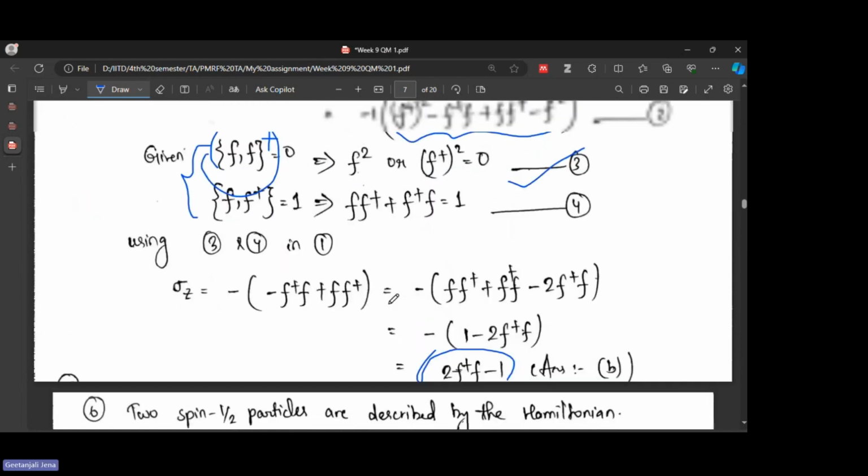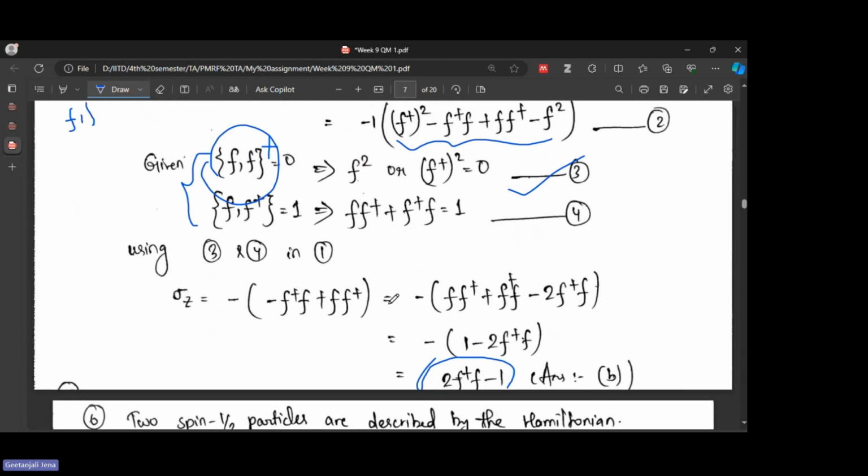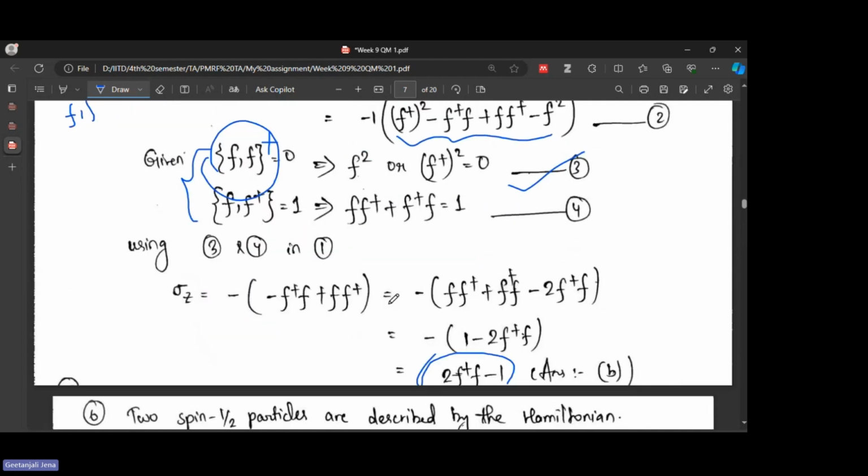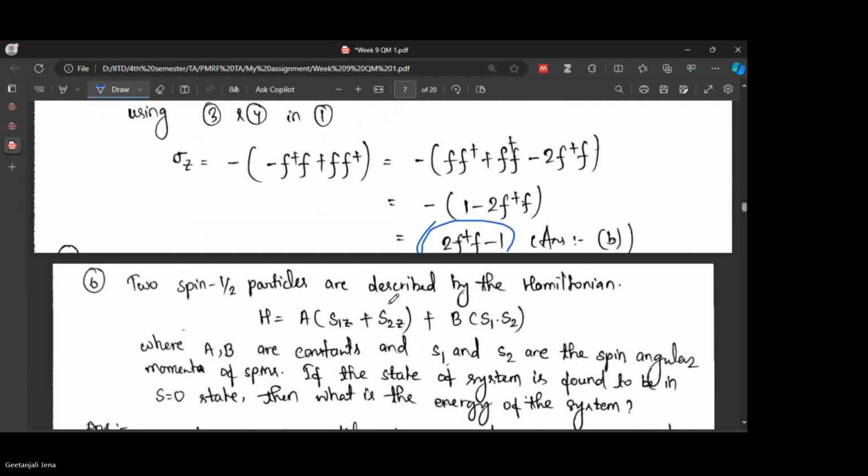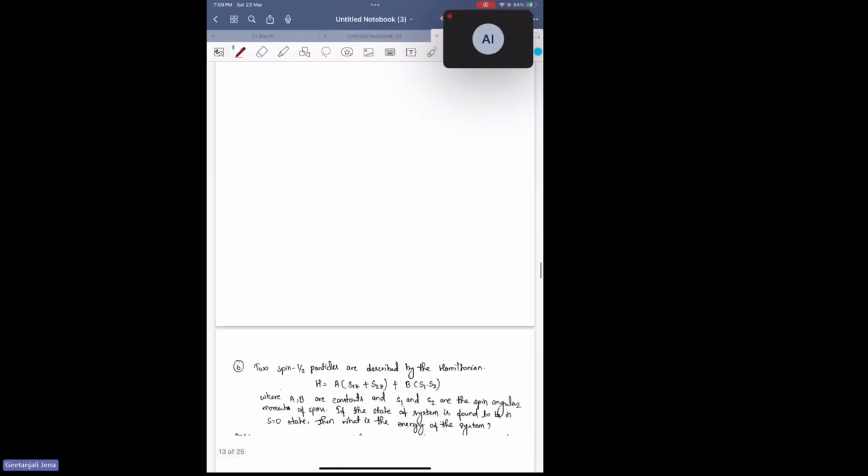So this is how you can get the value for sigma z. So let us move to the next question. Please go through the question once.